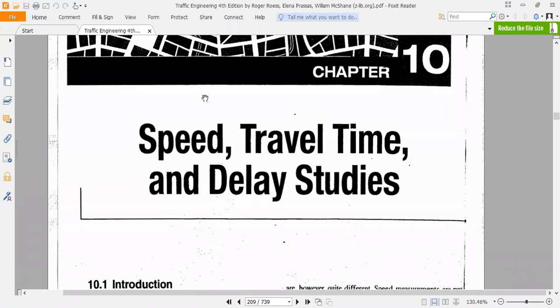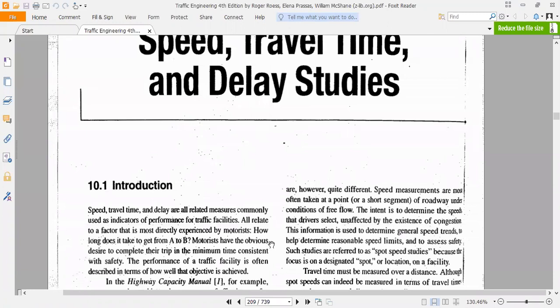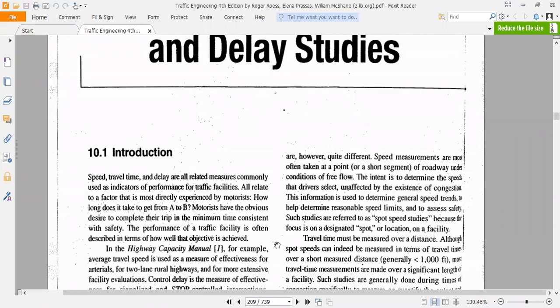Okay, Bismillahirrahmanirrahim. So this is our today's lecture. We will study speed, travel time, and delay studies, and I will be covering this lecture directly from this traffic engineering book, so that you guys should also put this habit of reading directly from the book and not just relying on slides as well.